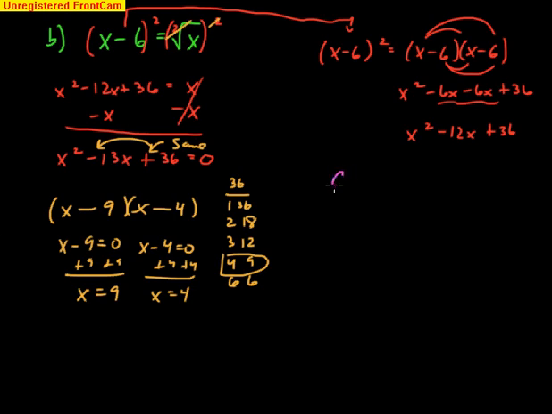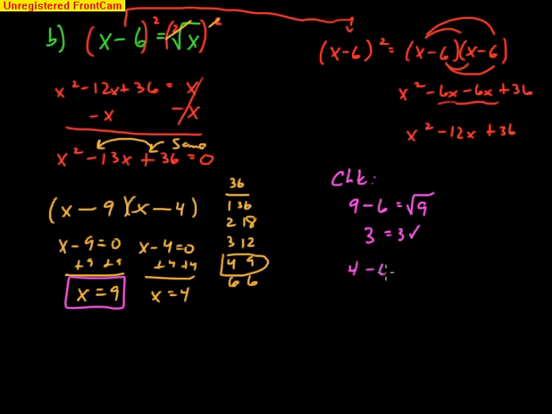But we are not done yet. We must check. We must plug our numbers in to see if it works. So I will plug in 9 first. 9 minus 6 equals the square root of 9. So my x's became 9s. This is 3 equals 3. That checks out good.